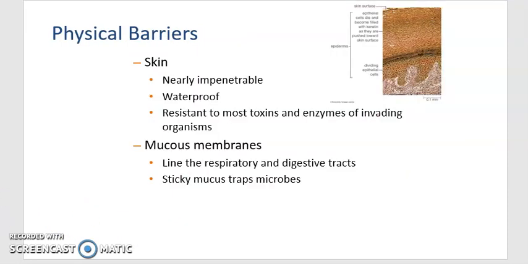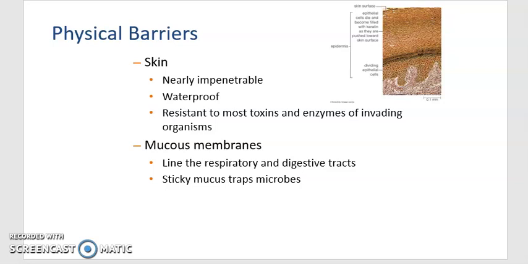So some of these physical barriers involve the skin. The skin is a nearly impenetrable barrier. The skin has natural oils that are secreted that cause a waterproof barrier of oil to form on our skin. It's resistant to most toxins and enzymes of the invading organisms. So the skin is a pretty good physical barrier against pathogens that would be entering the body.